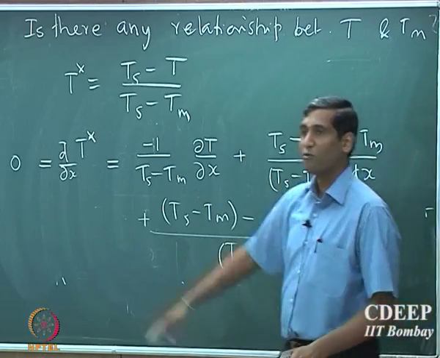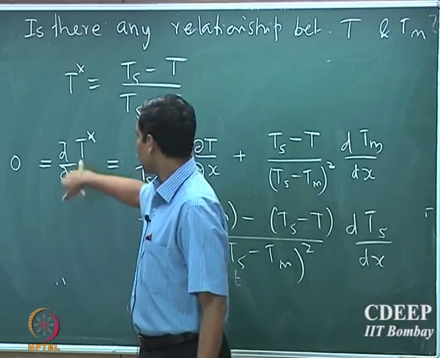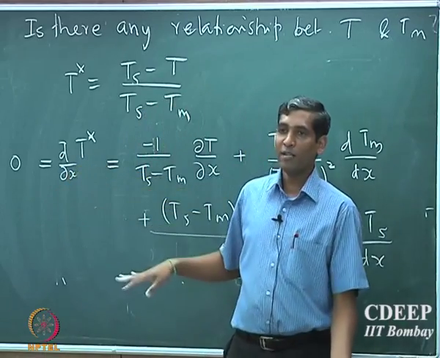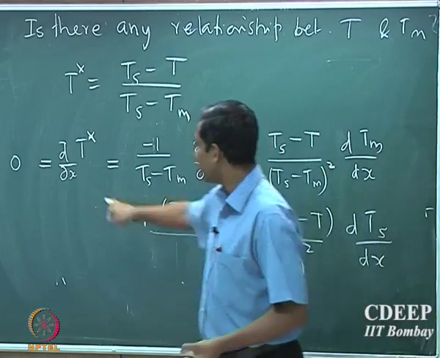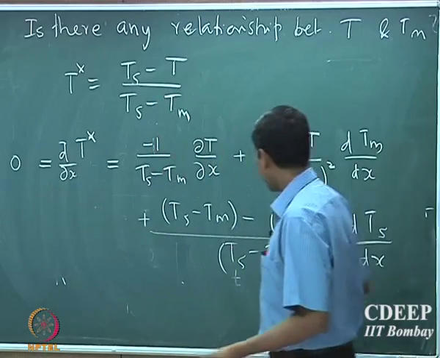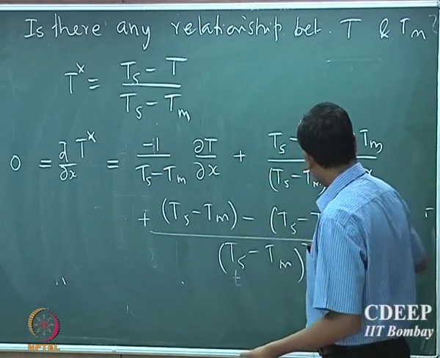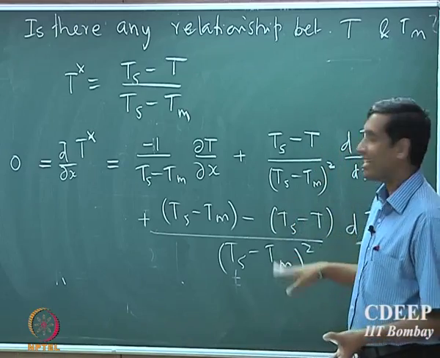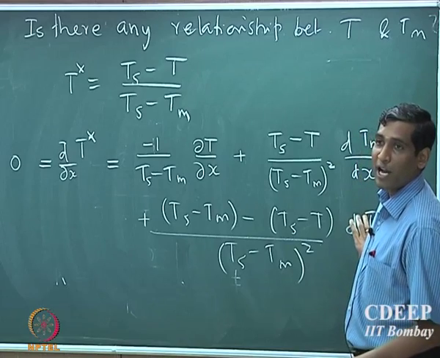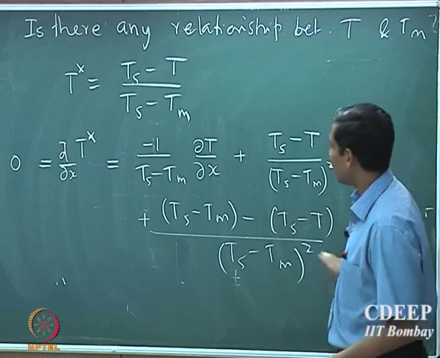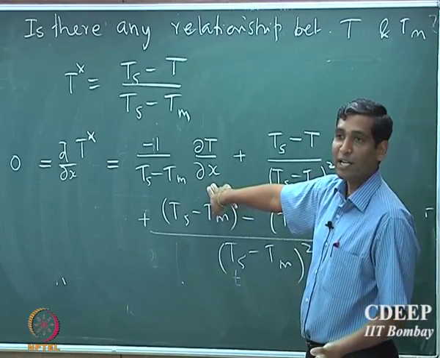and that should be equal to 0 because the dimensionless temperature is now independent of the x position in the fully developed regime, and therefore this derivative is 0. This gives you an expression which relates the gradient of the cup mixing temperature and the gradient of the surface temperature with respect to the gradient of the local temperature.